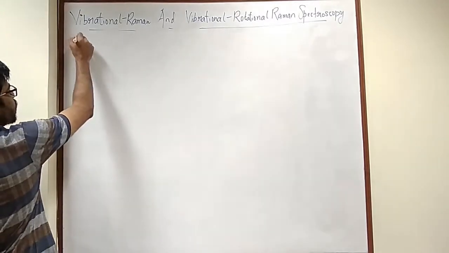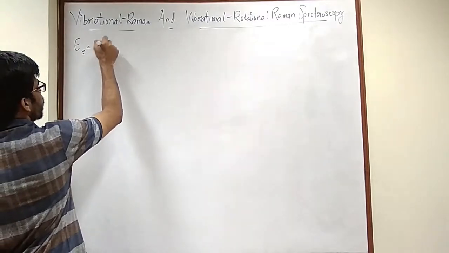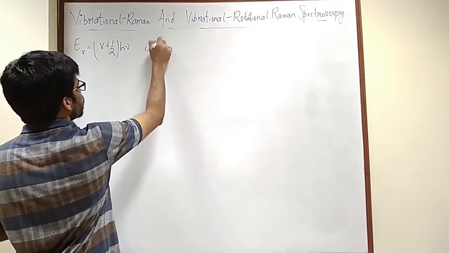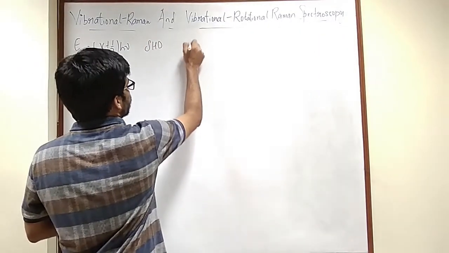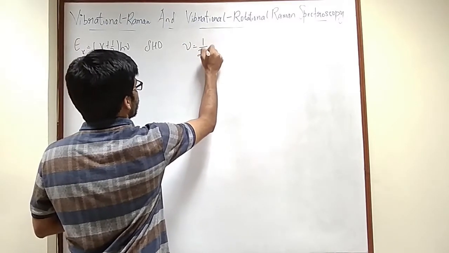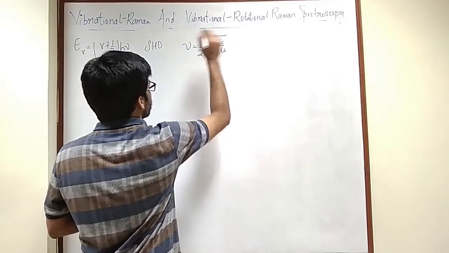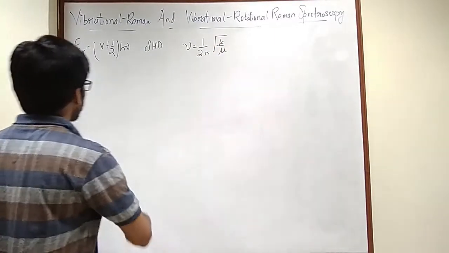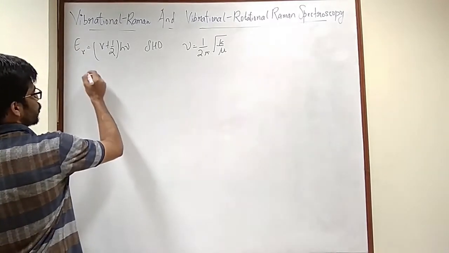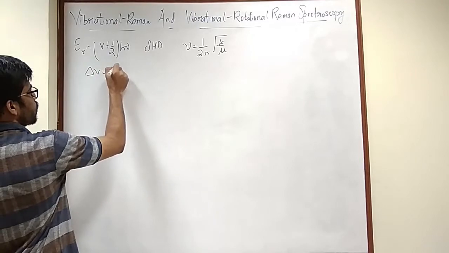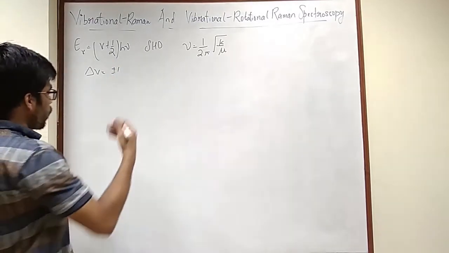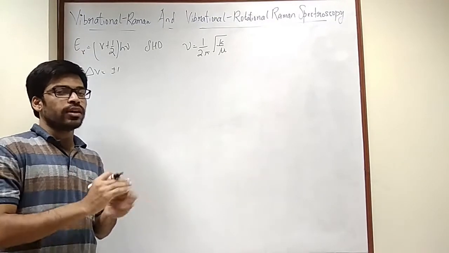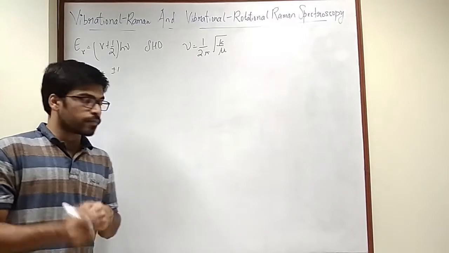So we know the vibrational energy levels are represented by (V plus half) h nu in the case of a simple harmonic oscillator, where nu is 1 by 2 pi under root k by mu. This is the vibration frequency, force constant, and reduced mass. What are the selection rules in pure vibrational spectroscopy? Delta V should be plus minus 1, and of course another selection rule, the gross selection rule, is that there should be a change in dipole moment at least during the vibrations or vibrational modes.